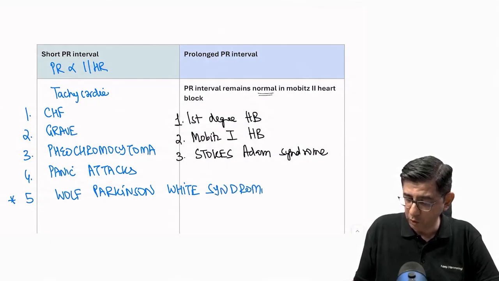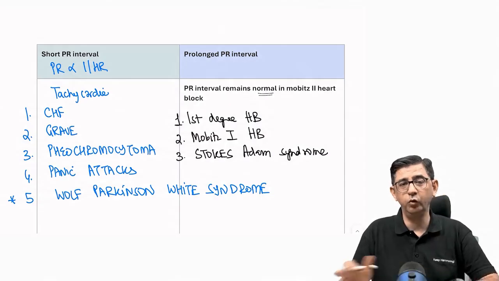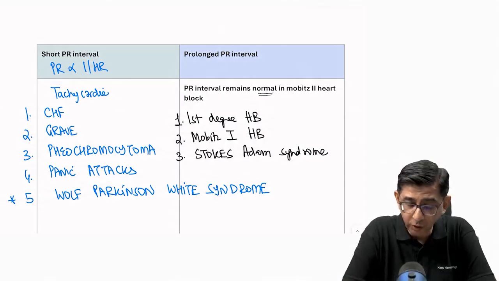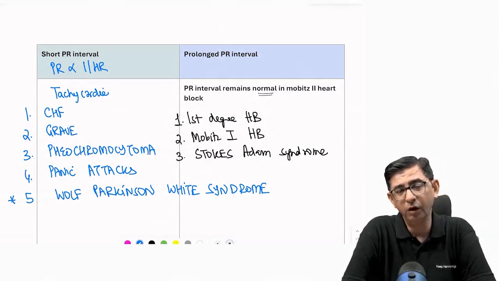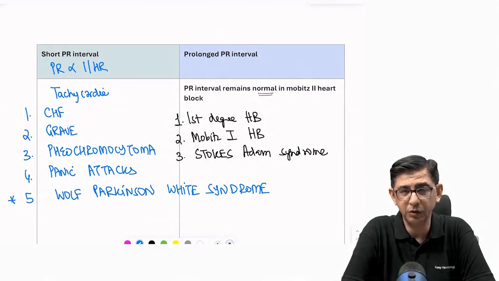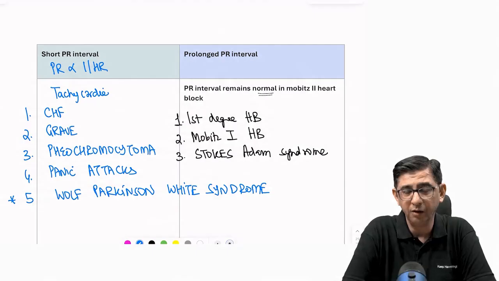But before we do that, I want you to compare the data in blue with the data in black. All the conditions written in blue imply that the heart is beating very fast, so there is a short PR interval in the patient. But if I say prolonged PR interval, it means there is a bradycardia component: first degree heart block, Mobitz 1 heart block, Stokes-Adams syndrome, also called third degree.